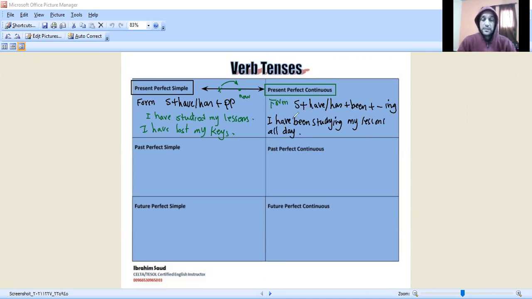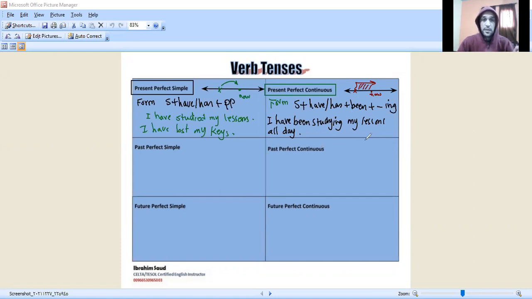In the present perfect continuous, the idea is that the action started in the past and it is still happening. Okay, the action started in the past and it is still happening. Look at this timeline to understand the usage of this tense. This is now, and we have an action that started in the past and it is still happening. Okay, I have been studying my lessons and I'm still studying my lessons. Okay, this is the idea.